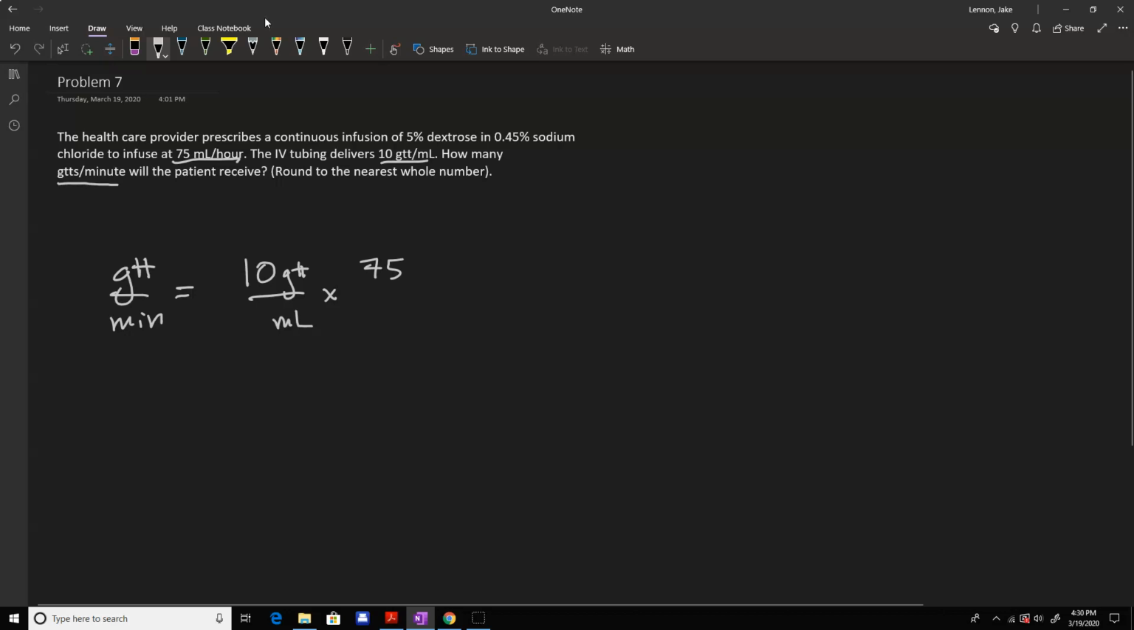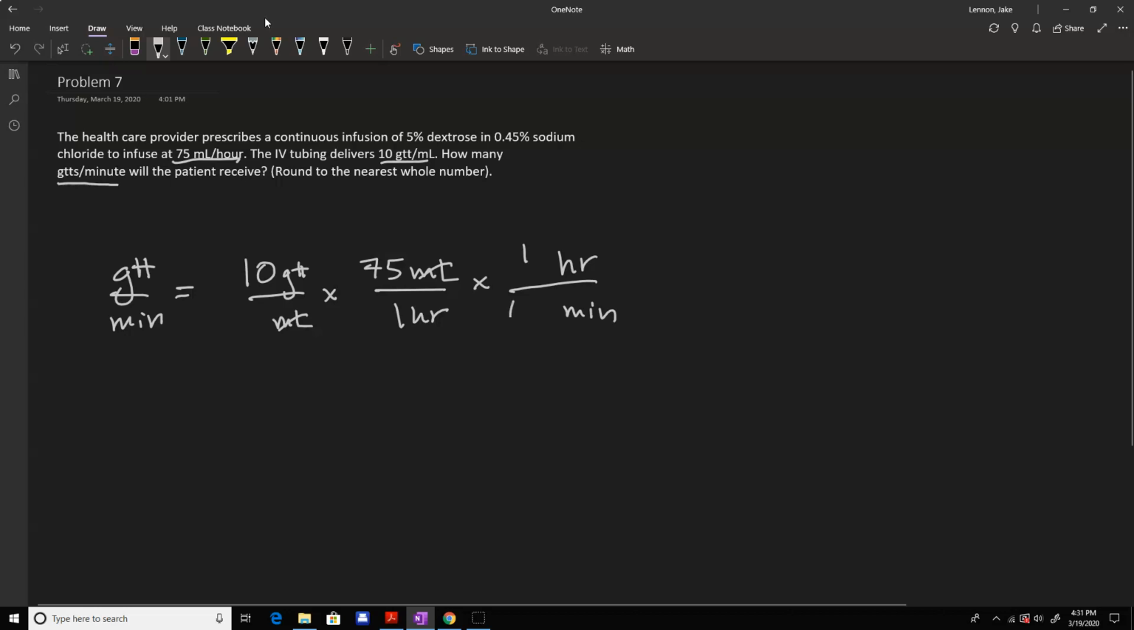So we have 75 ml over the 1 hour. So now our milliliters are gone, and we're left with drops and hours. To finish the problem, all we need to do is change hours to minutes. So we need hours to go on top to cancel, and minutes to go on bottom, which is the unit we want to finish with.